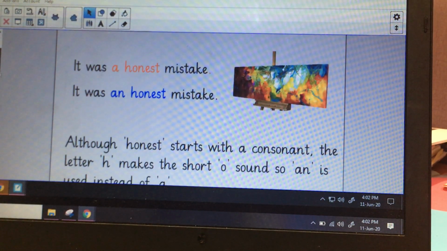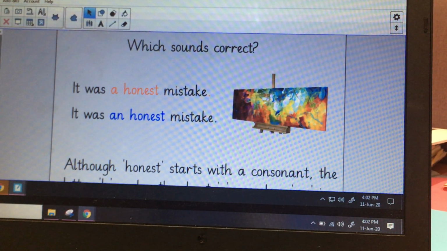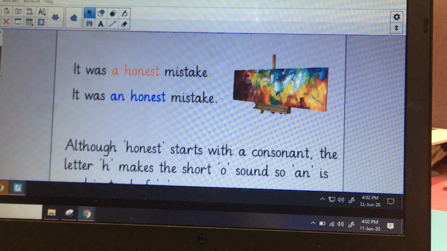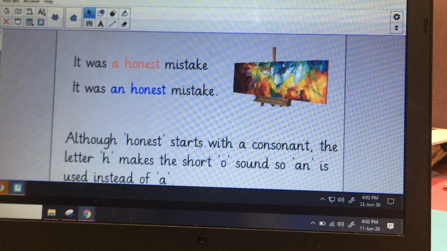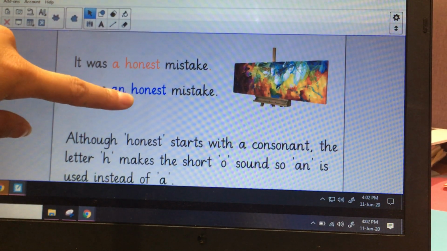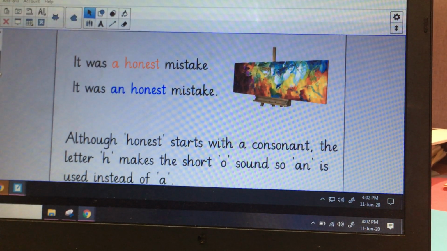It was a honest mistake or an honest mistake. Which one do you think sounds better, blue or orange? The answer is blue, an honest mistake, because although honest starts with a consonant, which is the H, the letter H makes the short O sound. So an is used instead of a.